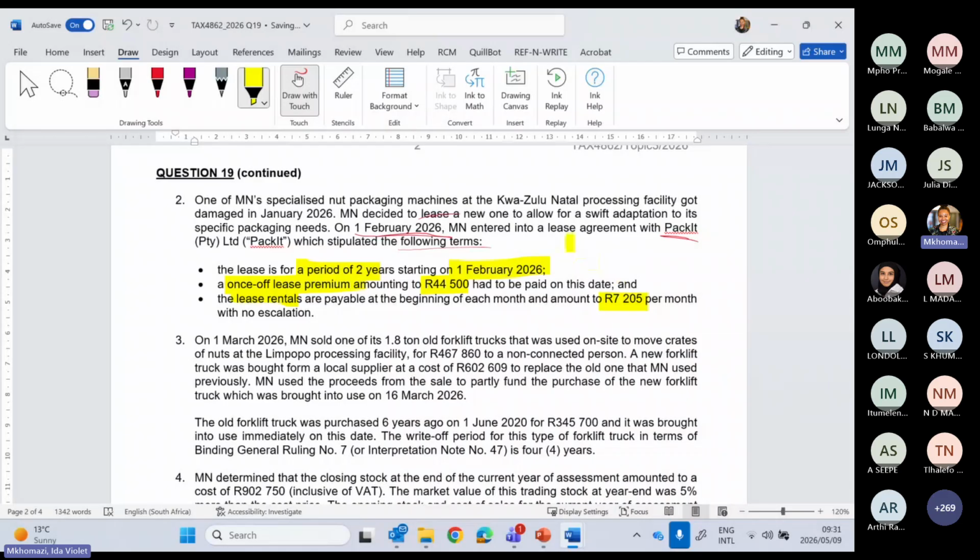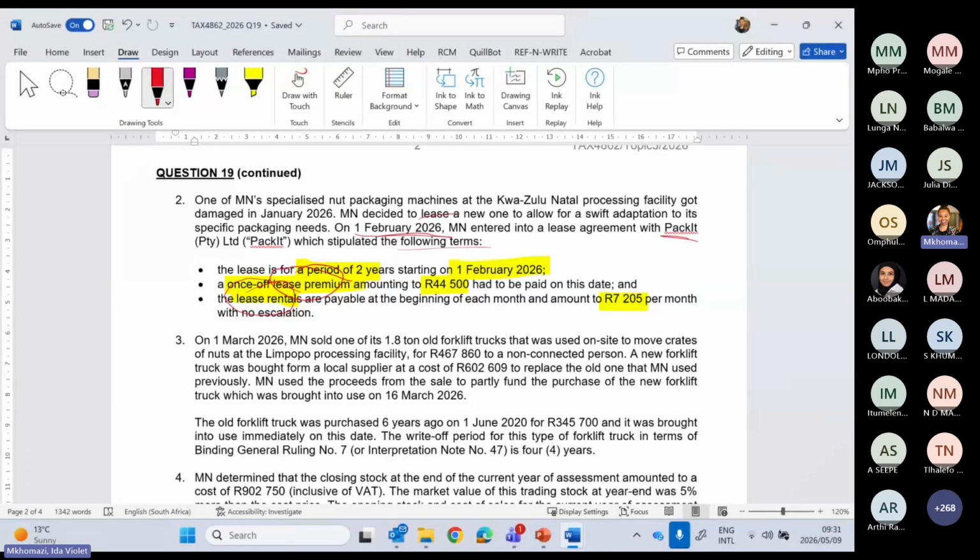So for this question, this one was a straightforward lease transaction. Here you had to recognize that there are two things. We have the lease premium and we also have the lease rentals, right? Starting with the lease premiums, as we are told, this is a once-off lease premium that was paid on the 1st of Feb 2026.